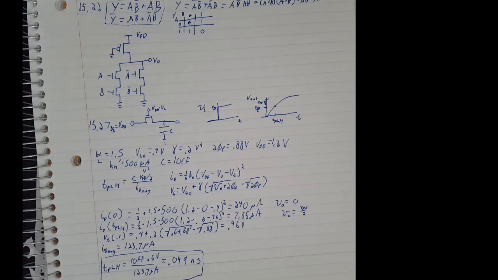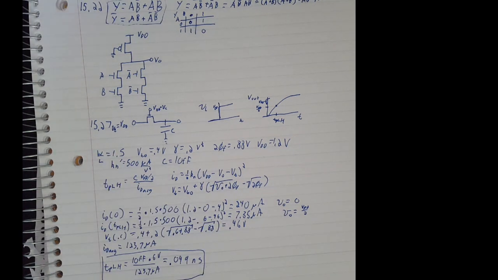So for 15.28, which is on your homework, you're going to be doing the exact same thing, just in the opposite direction. So it's going to be going from high to low instead of from low to high. So it's going to be very similar. You're just going to change it up slightly.